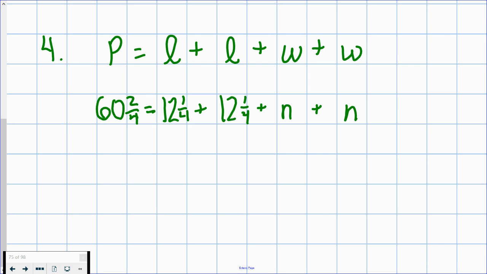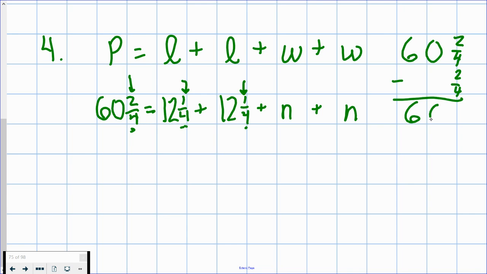We're going to subtract, because remember, we can use the inverse operation. So if you think about this, we have 2/4 here. Take away 1/4 and another fourth. Well, wait a second. We have 2/4 and we're taking away 2/4. So 60 and 2/4 take away 2/4 is going to leave us with 60.